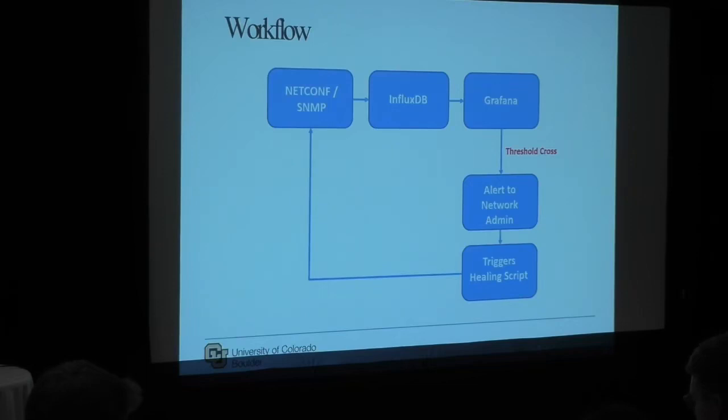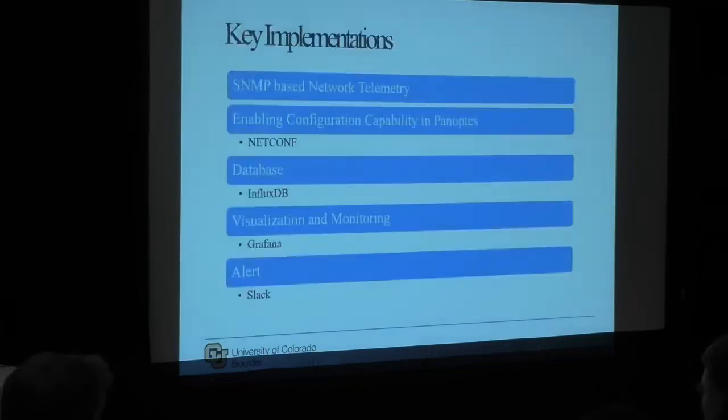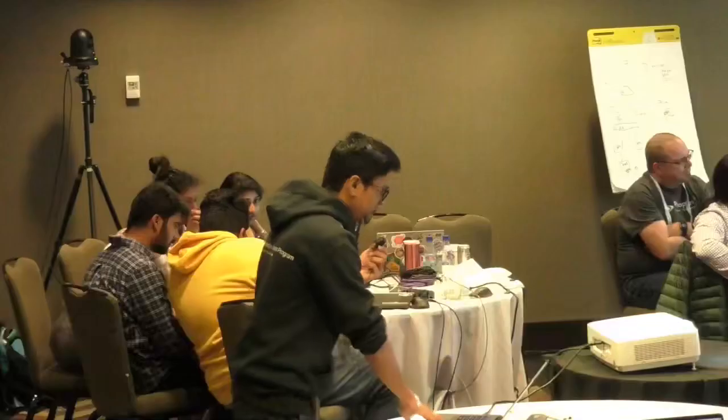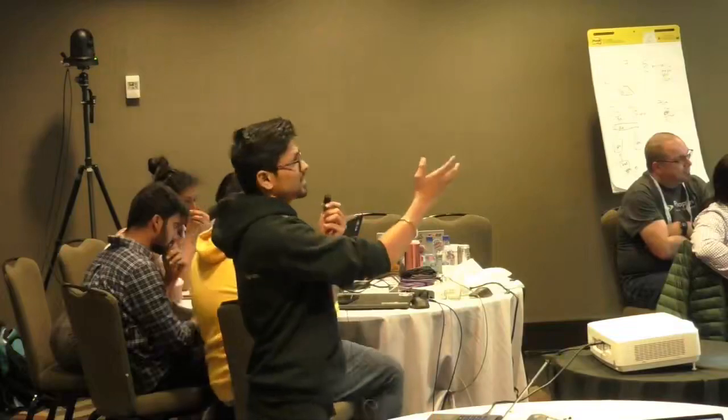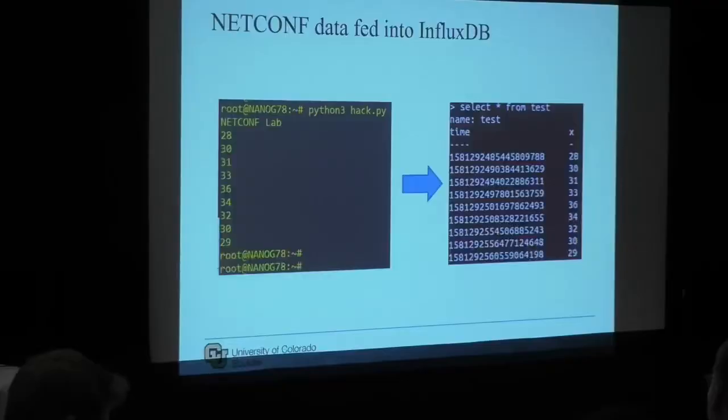How did we do that? I'll go deeper. For the key implementations, the healing script I'm talking about used NETCONF for configuration. Why NETCONF? As NETCONF is a generic template, it's vendor neutral. As part of Panoptis, we used InfluxDB, Grafana, and Slack for the alert mechanism. Our custom plugin was named hack.py.